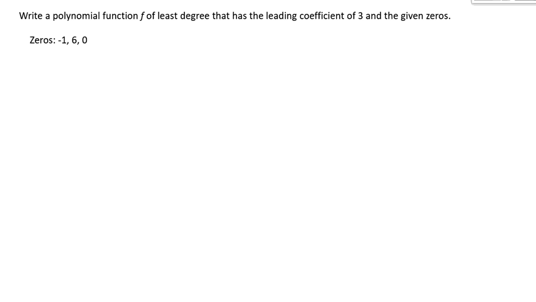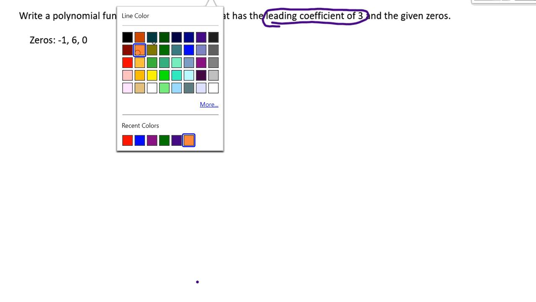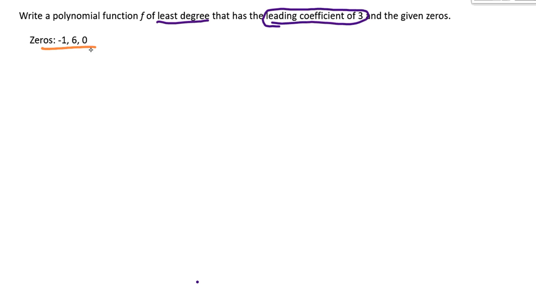All right, here's one more. We've got zeros, again, least degree. This time it says leading coefficient of 3. So we'll come back to that in the end. We don't need to worry about it right now. All right, so I've got x equals negative 1, x equals 6, and x equals 0.